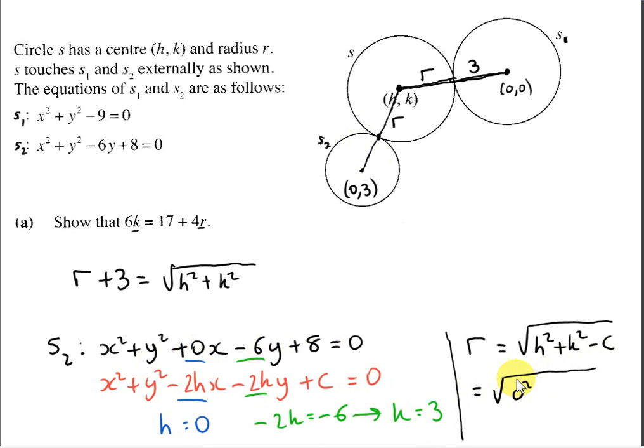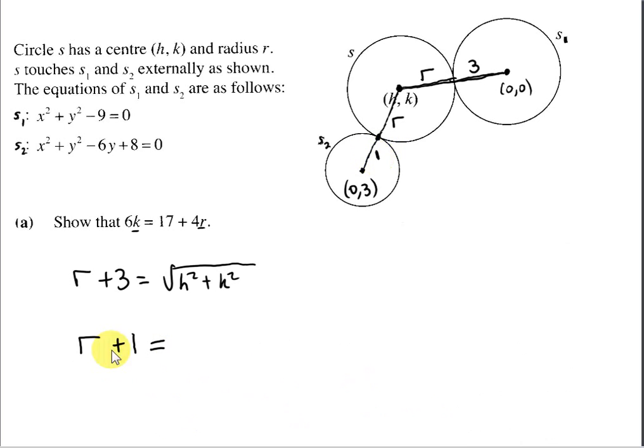h is 0, k is 3, c for this equation is plus 8, so we minus 8. So we get root 9 minus 8, root 1, which is 1. So now we have the radius of S2, this distance here is 1. So the distance between the centres of circles S and S2 is r plus 1.